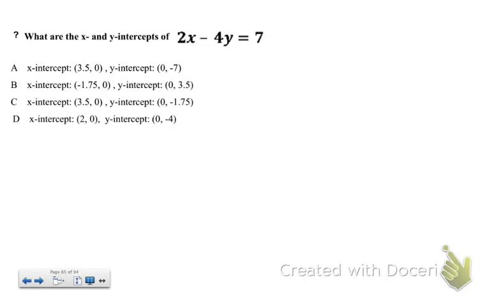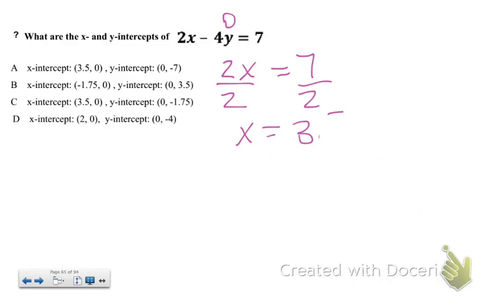What are the x and y intercepts of 2x minus 4y equals 7? So remember, to find the x-intercept, we make y 0. So we get 2x minus 0, which just doesn't change it, equal to 7. So the x-intercept is 7 over 2, or 3.5.